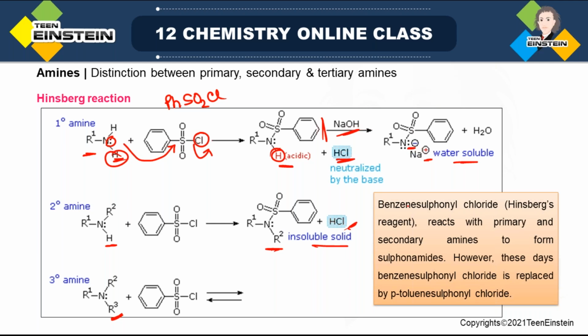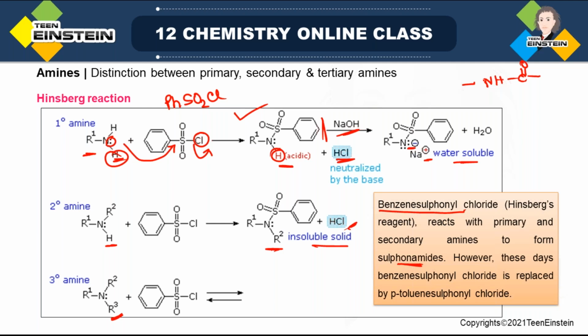So this PhSO2Cl, the name is benzene sulfonyl chloride or phenyl sulfonyl chloride. This is actually the Hinsberg reagent, because we are using this reagent in this Hinsberg reaction. It reacts with primary and secondary amine and forms sulfonamide. So this molecule is actually a sulfonamide. Remember amide? In amide, what do we have? NHCO. But here we do not have any CO, rather we have S double bond O. So that is why now the name is different.